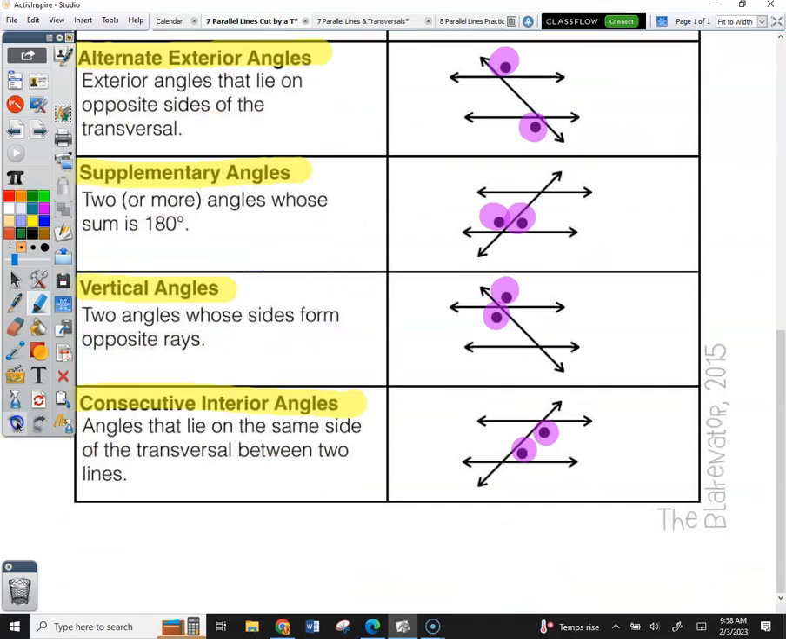Vertical angles, right? Vertical angles are when any 2 lines cross and they're directly opposite of each other, right? Think of the lightsaber, double-sided flashlight. If you look at this picture, does this line play a role in those purple highlighted angles?